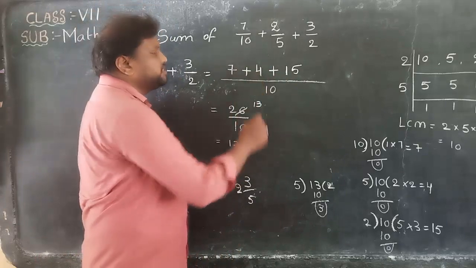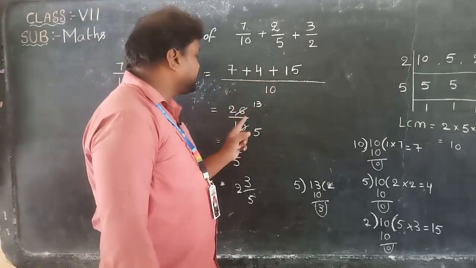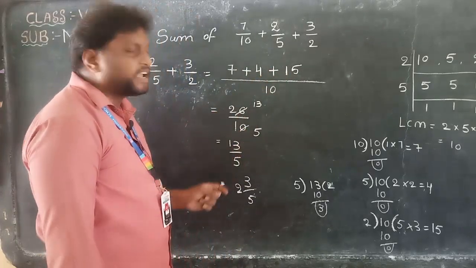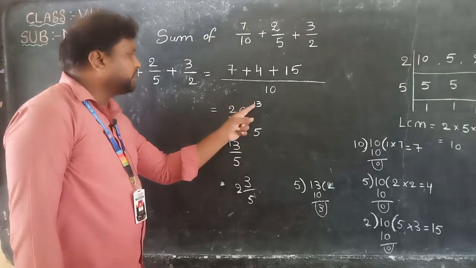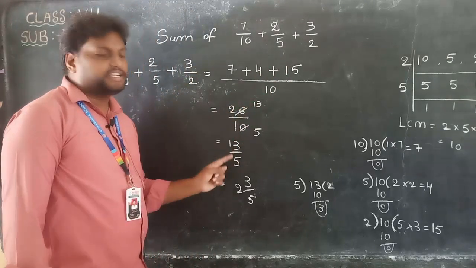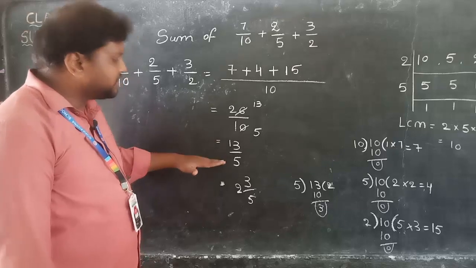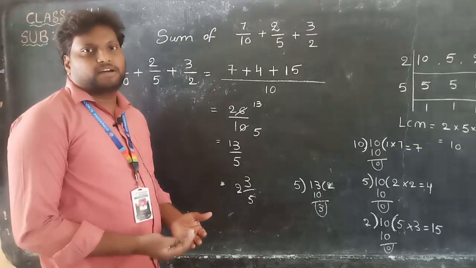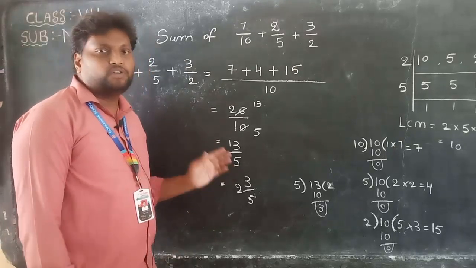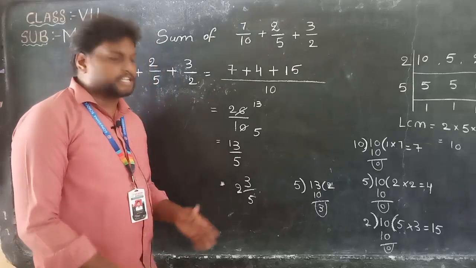Then 7 plus 4 is 11. 11 plus 15 is 26. 26 by 10, cancellation is possible with 2. 2 13s are 26 and 2 5s are 10. 13 by 5. Actually this is the answer. But one more step we have to do, because this is an improper fraction, we have to convert it into a mixed fraction.